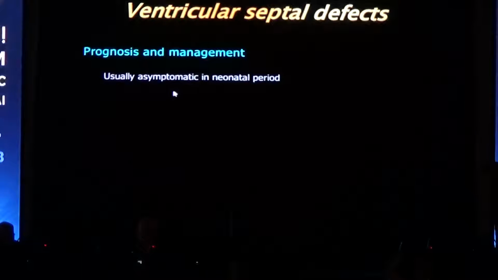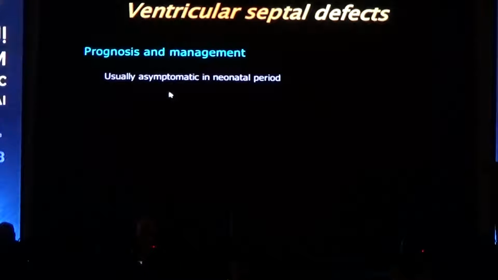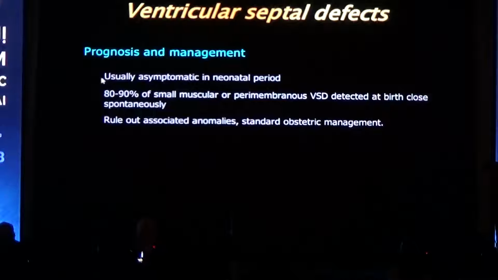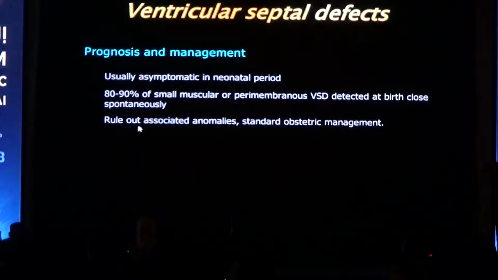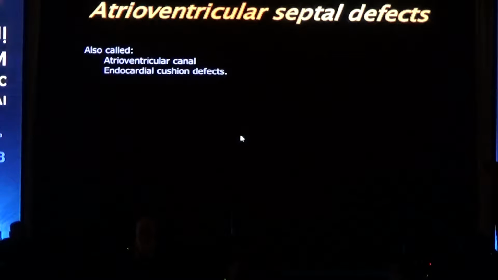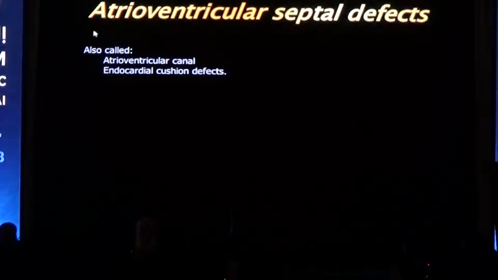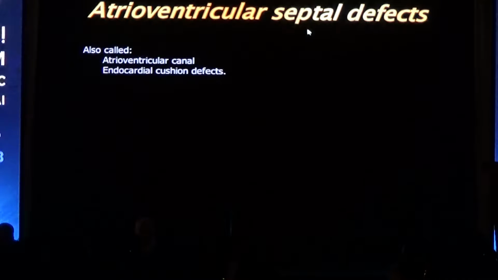So prognosis and management, usually they are asymptomatic in the neonatal period. A great majority of them will actually spontaneously close. So it's kind of good because if you miss it and the baby comes in with a VSD, no one is ever going to blame you for that. But you want to also rule out associated anomalies, in particular aneuploidies, and if there is none, then you use the standard obstetric management. And now we move to the combined atrial and ventricular septal defect.